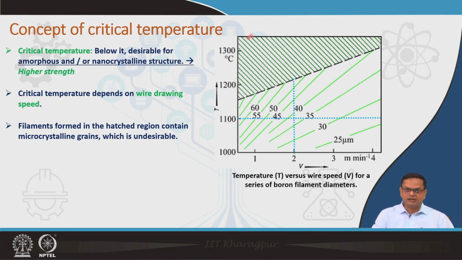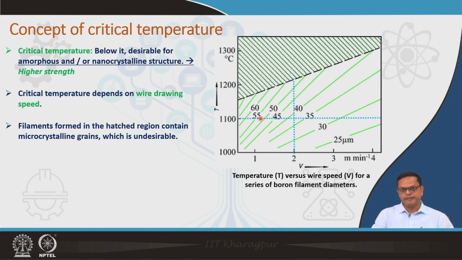If you look at this particular graph, this hatched section is basically the zone where you get microcrystalline grains, which is not desirable because of lower strength. You have to remain in this zone where you get amorphous or nanocrystalline boron grains. So, if you look at these particular lines, all these lines denote the different diameters of boron fiber starting from 25 to 60 micrometer.